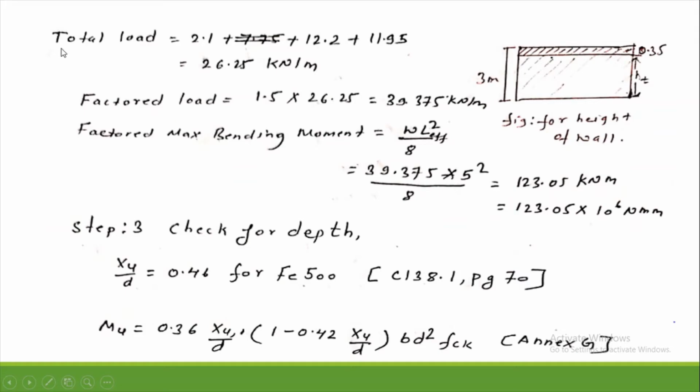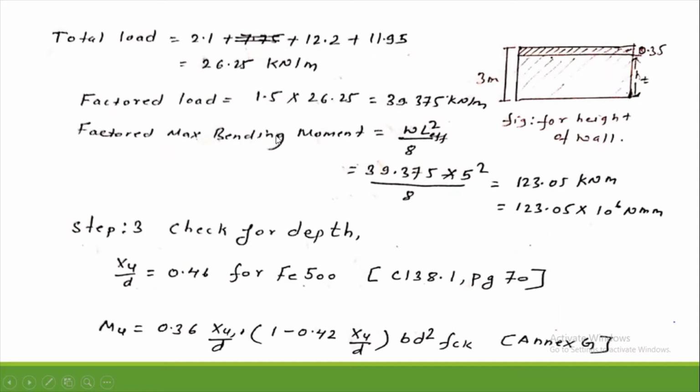Okay, after that, we can calculate the total load. It is nothing but the summation of A, B, C. So we are getting here 26.25 kilonewton per meter. For factored loads, we multiply the total load by 1.5. Then we are getting 39.375 kilonewton per meter.